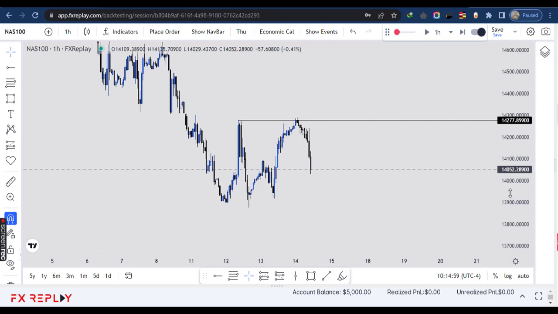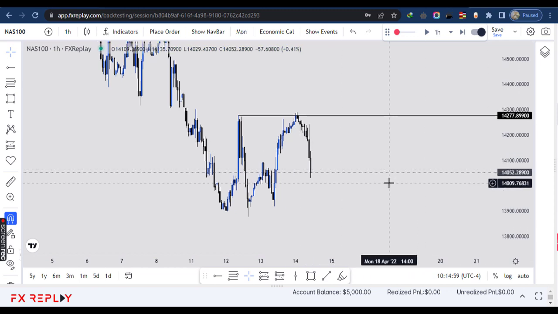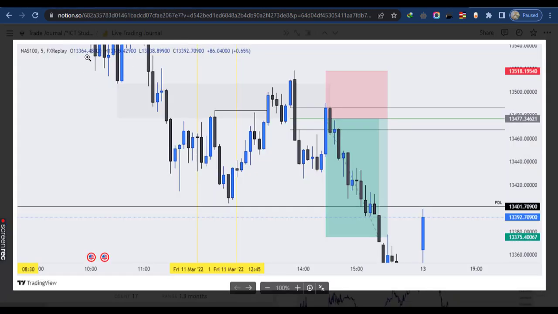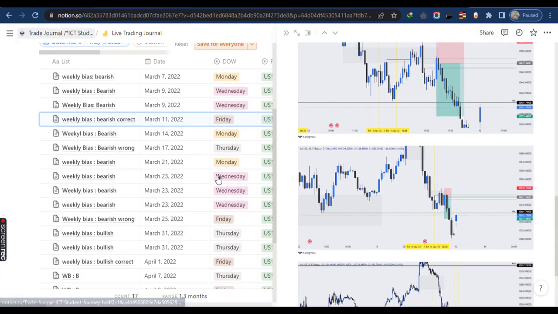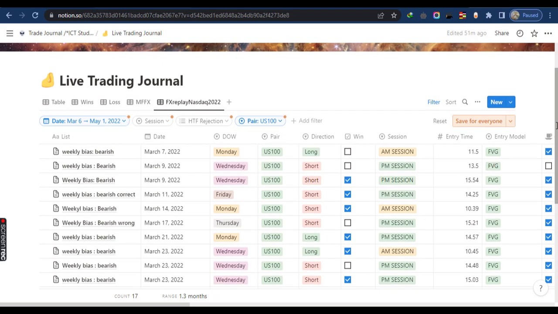Although this strategy doesn't require a bias, I deducted this from my journal.